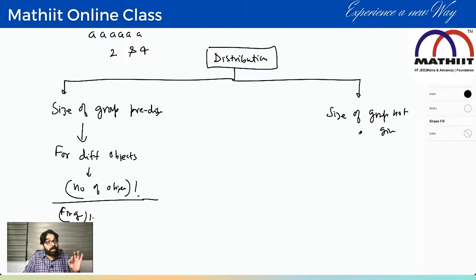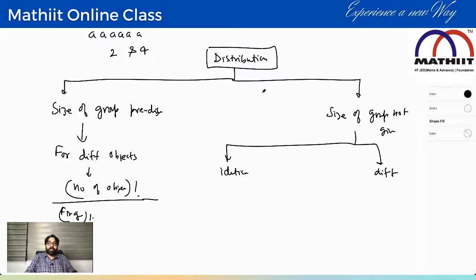If the size of the group is not predefined, then there are 2 possibilities: identical objects and different objects. Sir, why are you talking about identical and different here? Because if I say distribute these 6 objects into 2 boxes, and the size of the group is not given, then many possibilities are there. There may be 1 object here and 5 objects here, only one way. But this is just one possibility. Another possibility like this can happen, and like this can also happen. That is why there are so many possibilities.